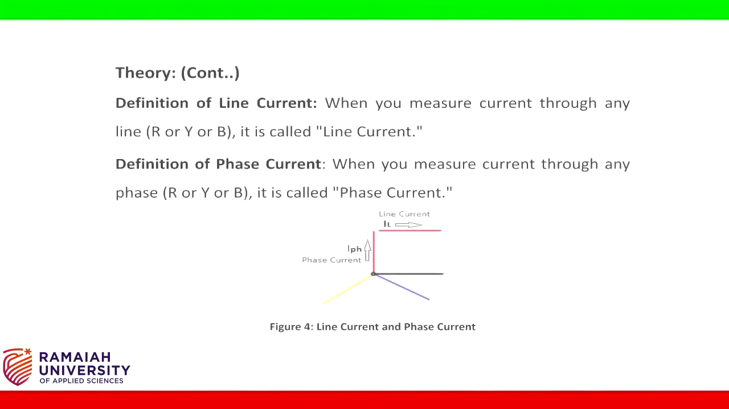Figure 4 shows how to measure line current and phase current in a three-phase system. Definition of line current. When you measure current through any line R or Y or B, it is called line current. Definition of phase current. When you measure current through any phase R or Y or B, it is called phase current.